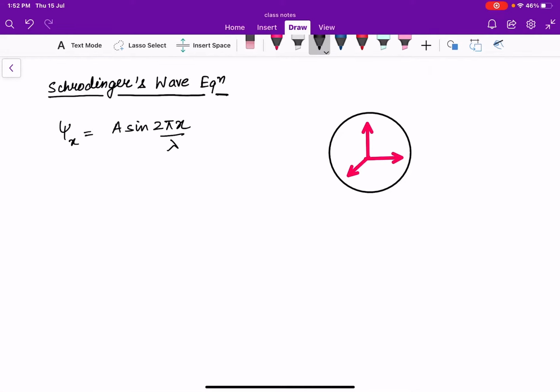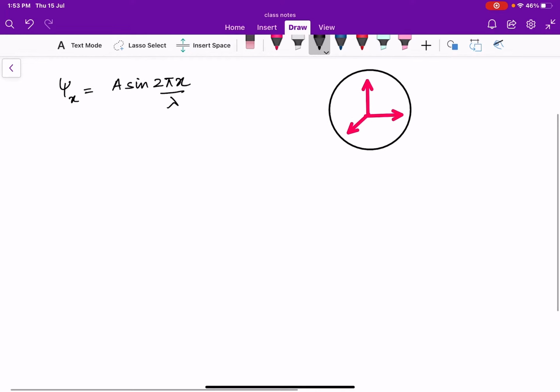Hello everyone. So today we will derive Schrodinger's wave equation. So psi x, this psi with respect to x, is a sine 2 pi x upon lambda. We all have studied this earlier. So psi x is this.